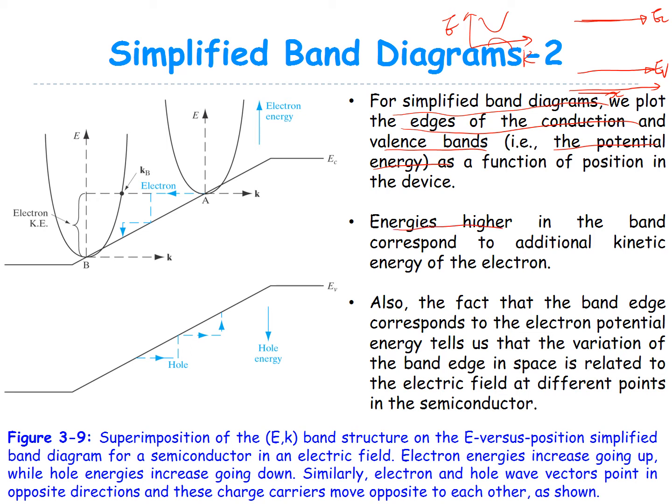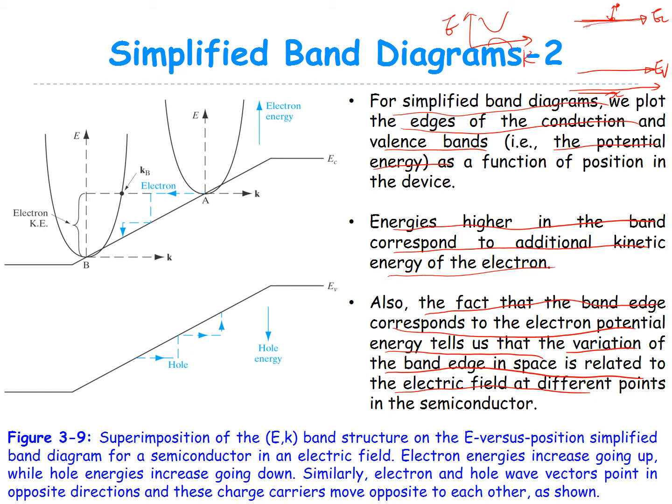Now, energies higher in the band correspond to additional kinetic energy of the electron. So if I have an electron here, it means it has potential energy up to here, and this difference is the kinetic energy. Also, what's important to realize is that the band edge corresponds to electron potential energy, which means that the variation of the band edge in space is related to the electric field at different points in the semiconductor. Remember that we are plotting here the energies as a function of position.